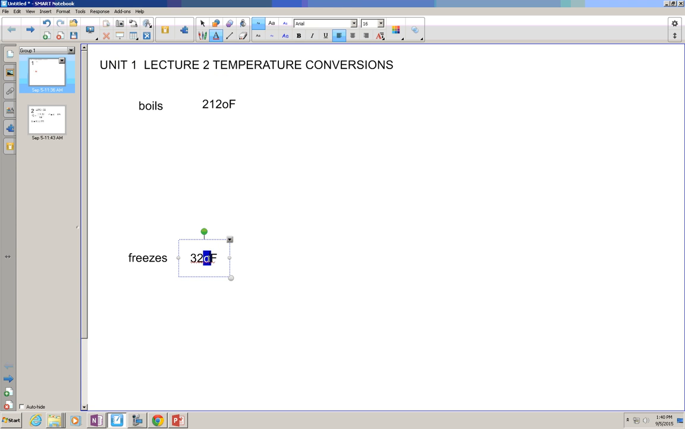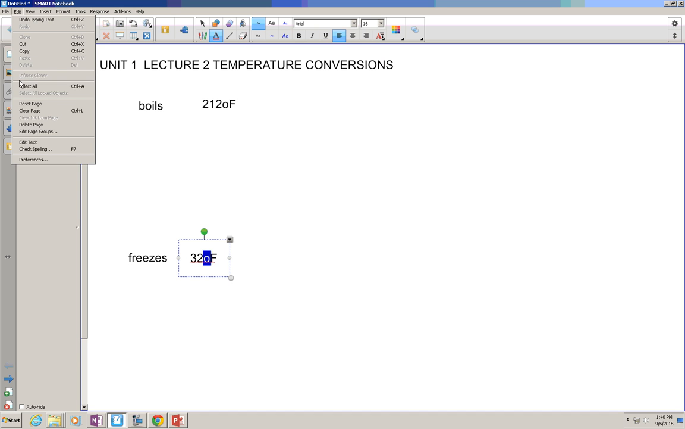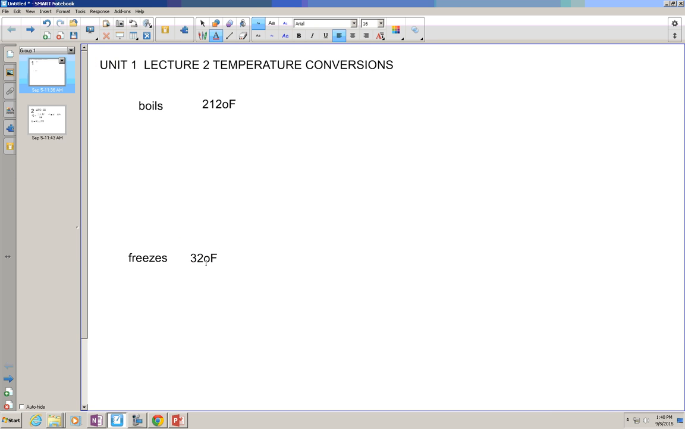Now I have to make my little, I don't know how to do this. Let's see, I can't go font directly, but anyways, that's a degree symbol.